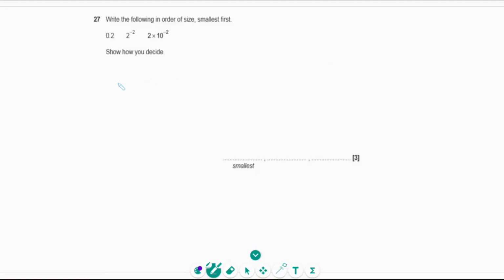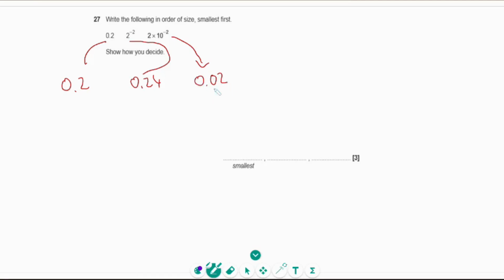Write the following in order of size smallest first. I'm just going to type that into my calculator. 2 to the power minus 2 is 0.25. This is in standard form to convert into ordinary numbers. The power of a negative number means you're dividing it by 10. 2 divide by 10 gives us 0.02.